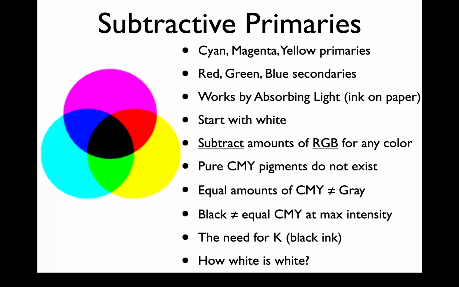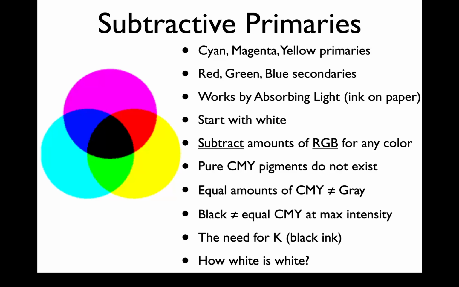So again, it's just the opposite of our additive system. We're starting with an end point. Your white paper is as white as it gets. When you print something out, you can't make the white any whiter. You can only make it darker. On your screen, starting out, it's black. You can only make it lighter. You cannot make it any darker. This whole process is important.